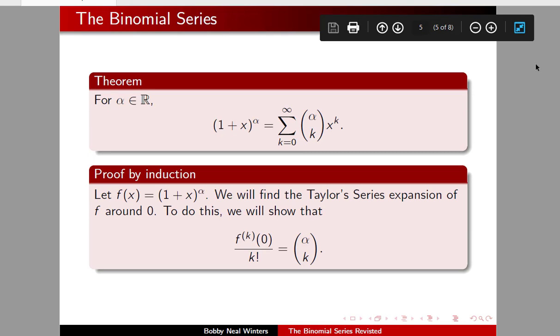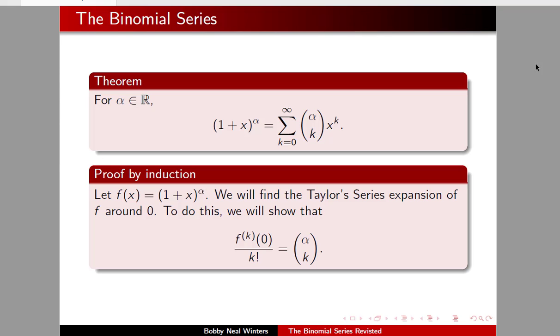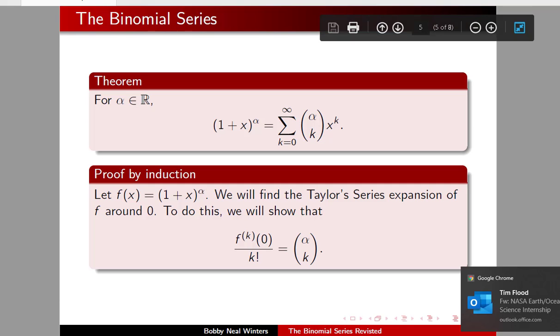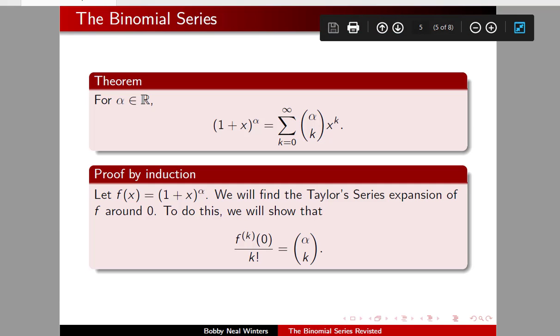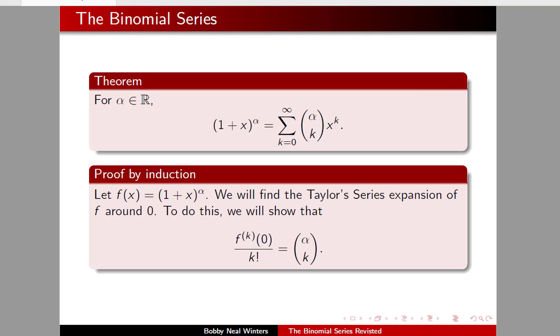So let's now go back and actually prove the binomial series is what it is. That (1 plus x) to the alpha is equal to the sum of k equals 0 to infinity of alpha choose k times x to the k. We'll prove it by induction. Let f of x equal (1 plus x) to the alpha. We'll do a Taylor series expansion of f around the number 0.